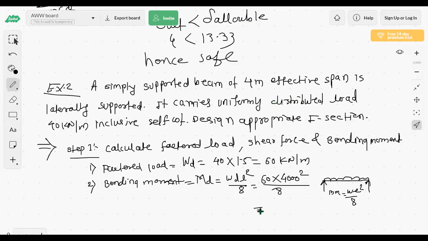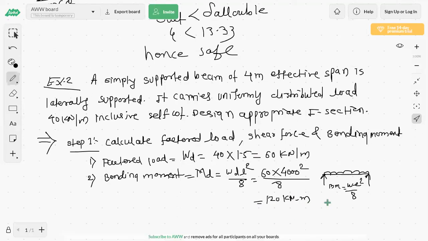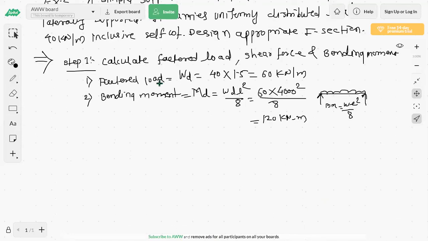120 kilonewton meter. 120 kilonewton meter is the bending moment. Okay. Now third, calculate shear force.